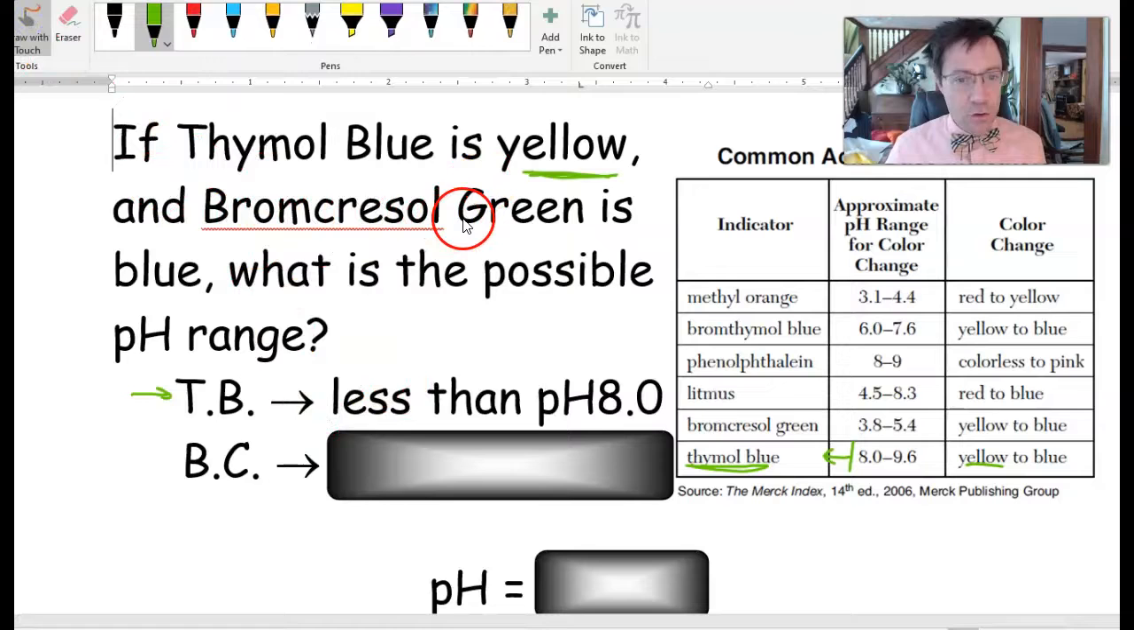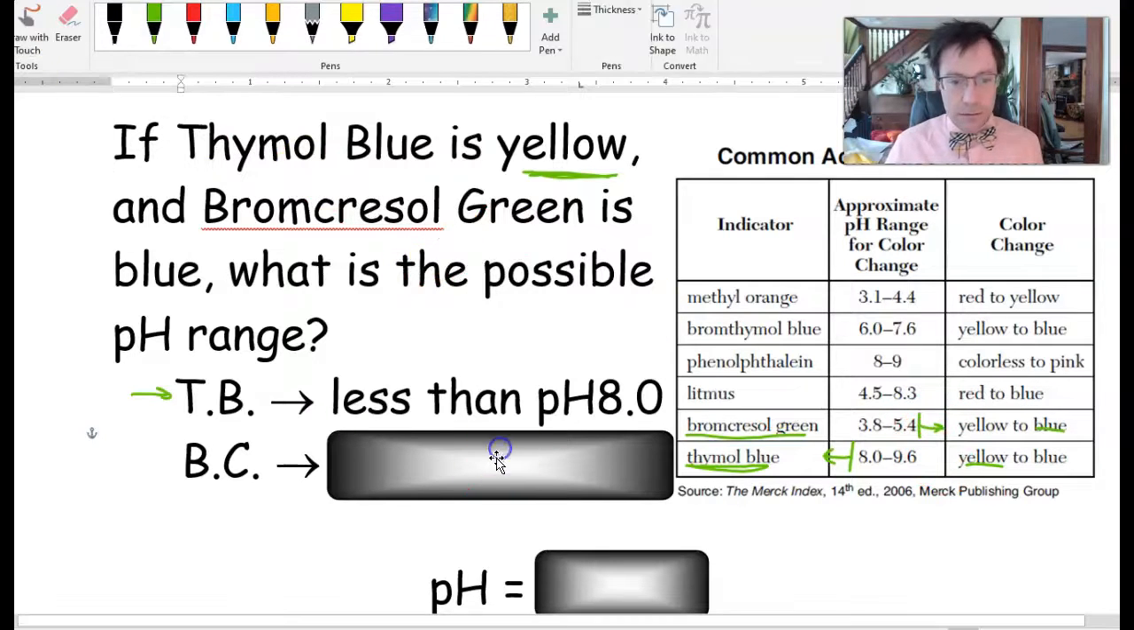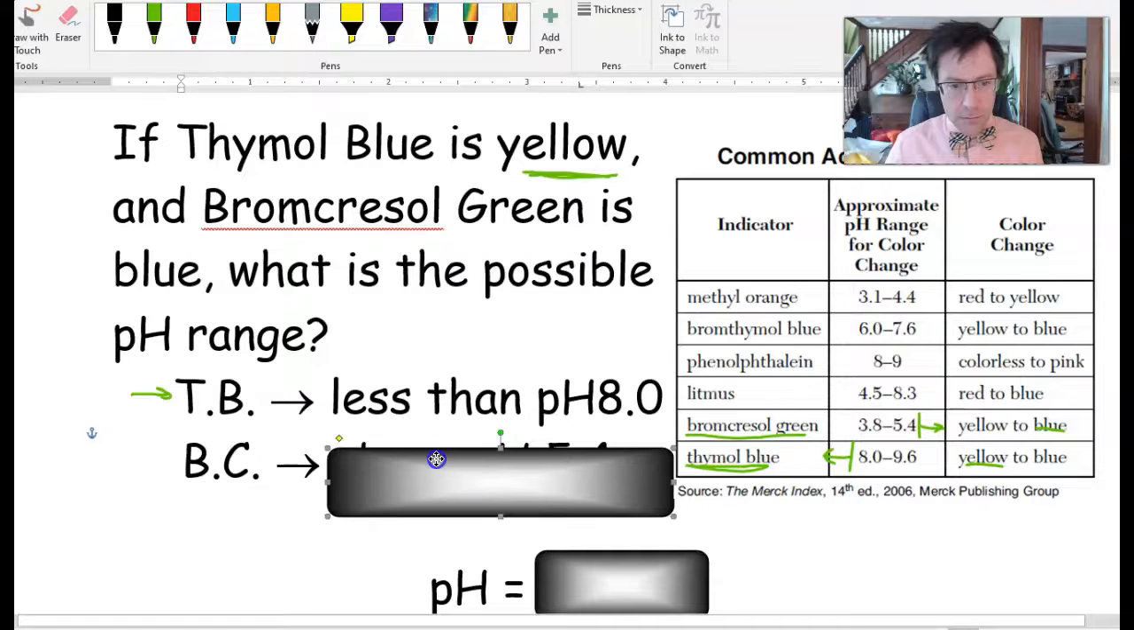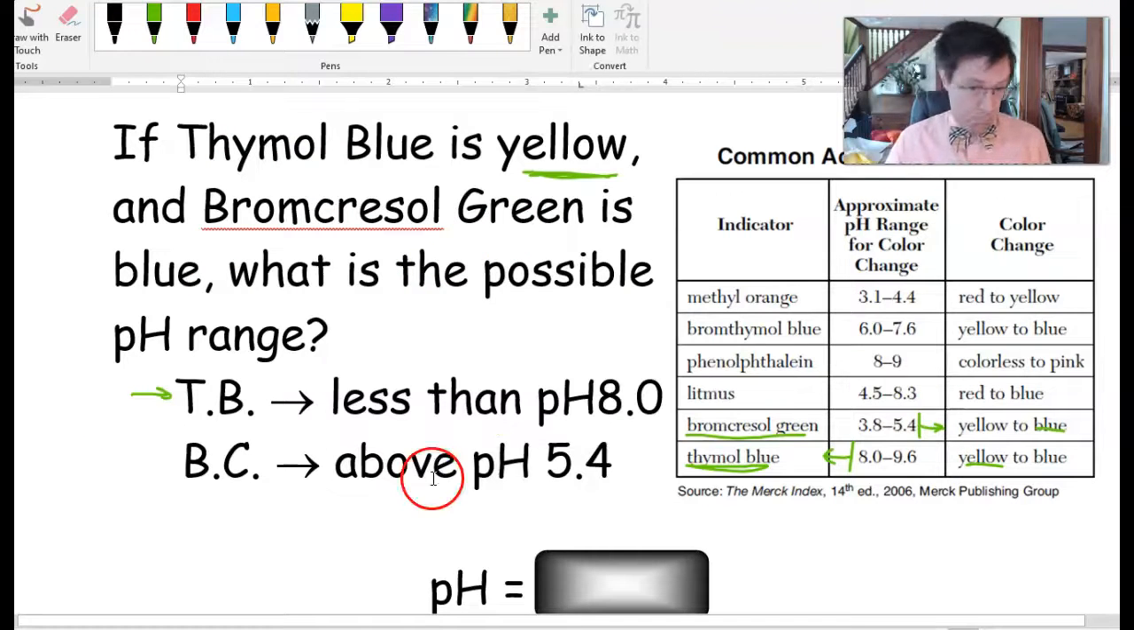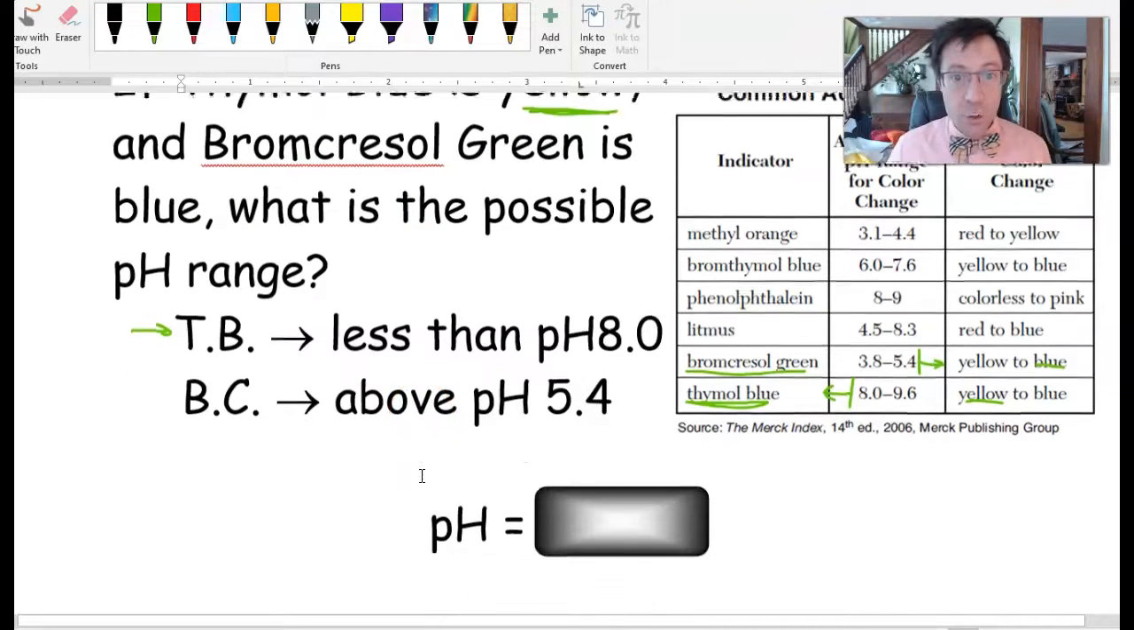Bromcresol green. Oh boy, bromcresol green. So this is what I'm looking at now. It is blue, so it's going to be on the right. So it has to be 5.4 and up. Okay, let's see if we're right. It's got to be above 5.4. So what does this tell us?